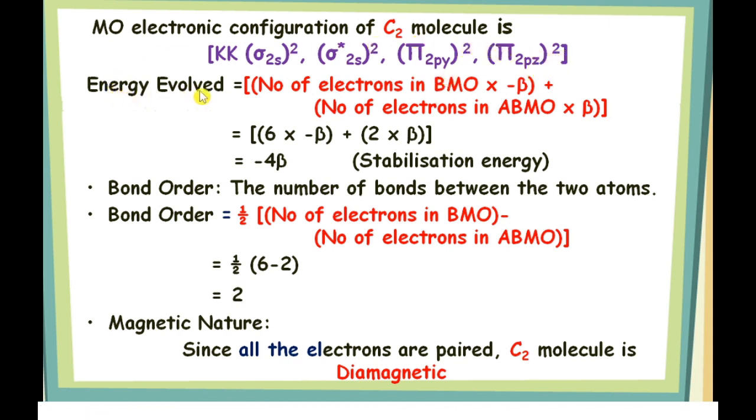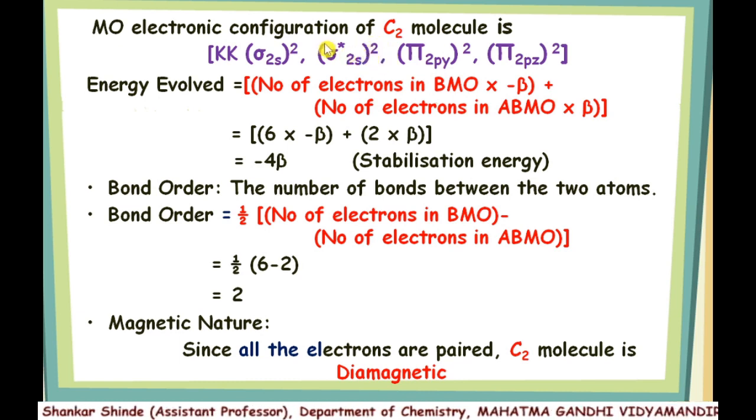Let us calculate energy evolved. The total number of bonding molecular orbital electrons is 2 plus 2 plus 2, so 6 electrons are there in BMO, while 2 electrons are there in ABMO.